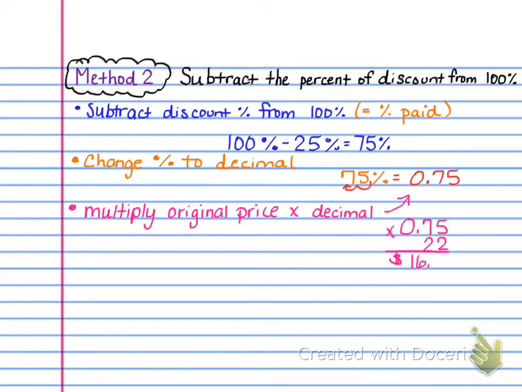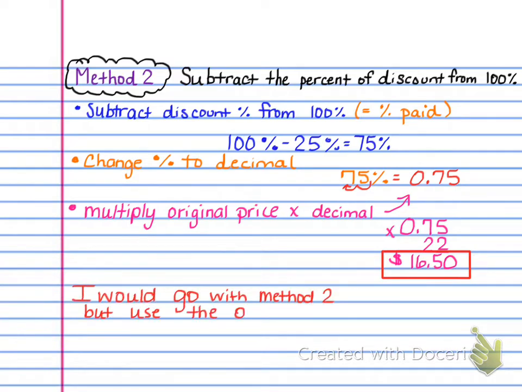So let's go ahead and do that here. And you get an answer of $16.50, which as you can see was the same answer from the previous page. So I wrote a little note here that says I would go with method 2, but use the one that works for you. So during this video, I'm going to switch back and forth so that you can see the difference between the two methods.